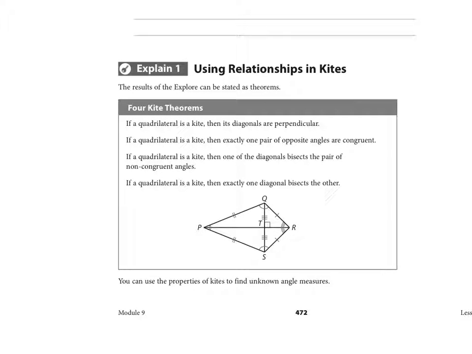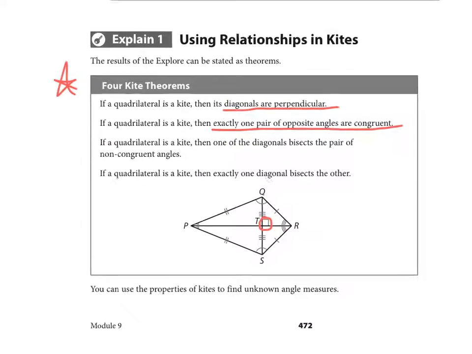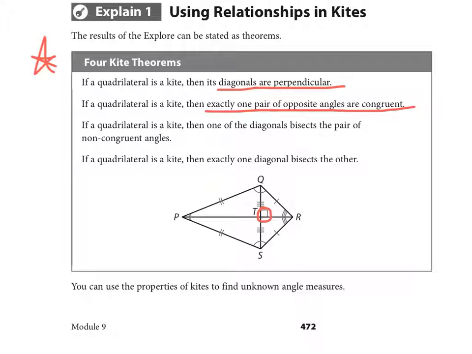On page 472, we have 4 theorems that we're going to talk about. First, if it's a kite, then the diagonals are perpendicular, and you can see that right here. Exactly one pair of opposite angles are congruent. Take a second and make sure you can tell that. I'm going to underline that in blue, and you can see this angle and this angle are congruent.